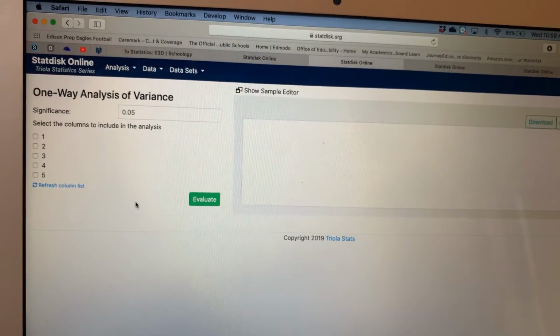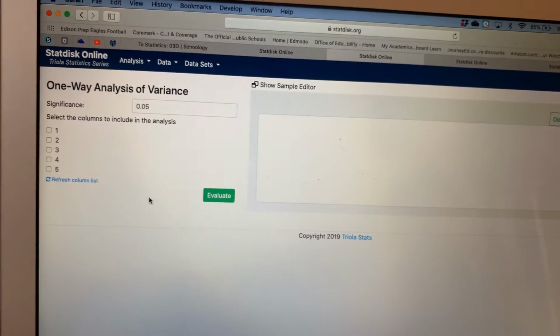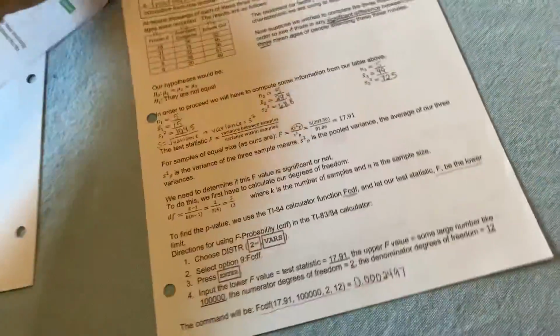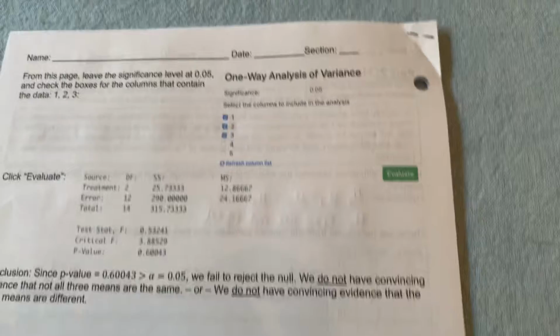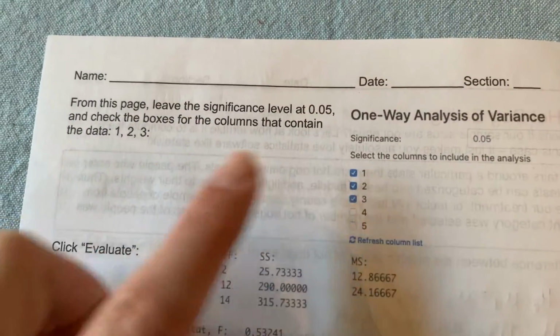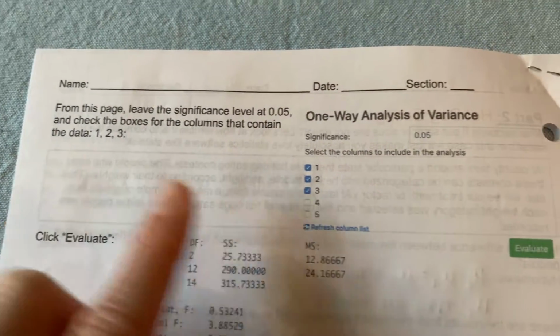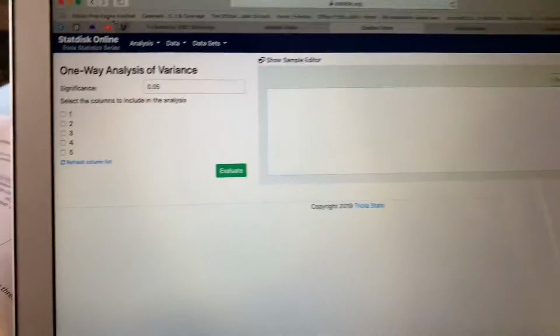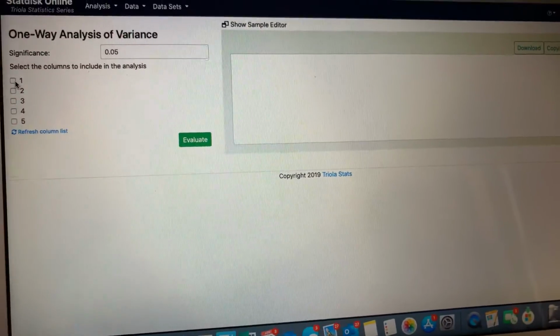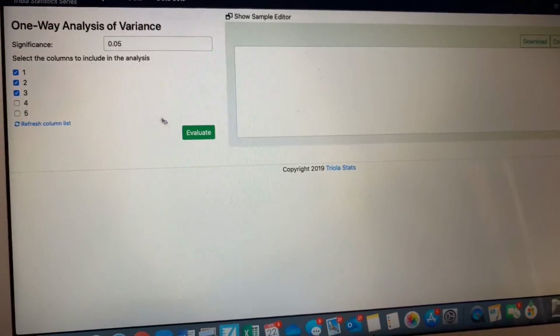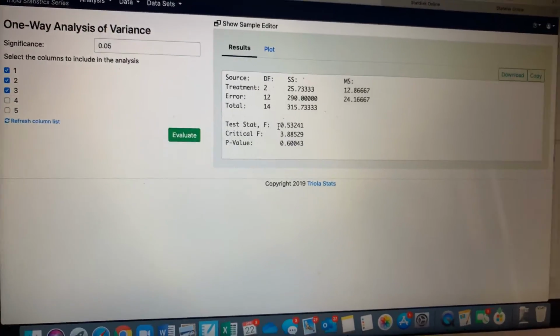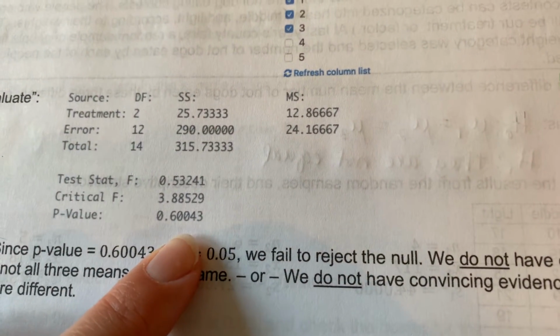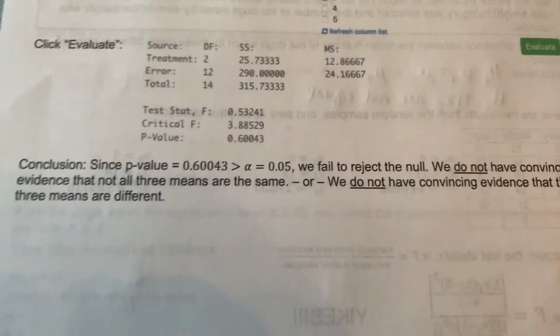So again, you'd have to pause this and re-enter your data if you wanted to do this with me. Again, let's see the directions. I think we're on the next page. I'm going to leave my significance level at 0.05 and make sure the boxes are checked for the data I want, so 1, 2, and 3 again. Then I'm going to click evaluate. All right, there's my information. Once I evaluate, I should get this information, and I did. I'm just going to look at it on the paper.